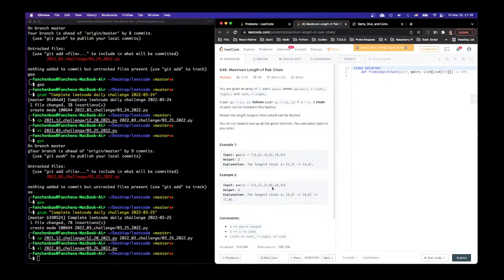All right, let's keep working on this. Yeah, so we sort based on our rights, and every single time we try to capture the one with the lowest right, and then that's that. Okay, let's prove it, right?